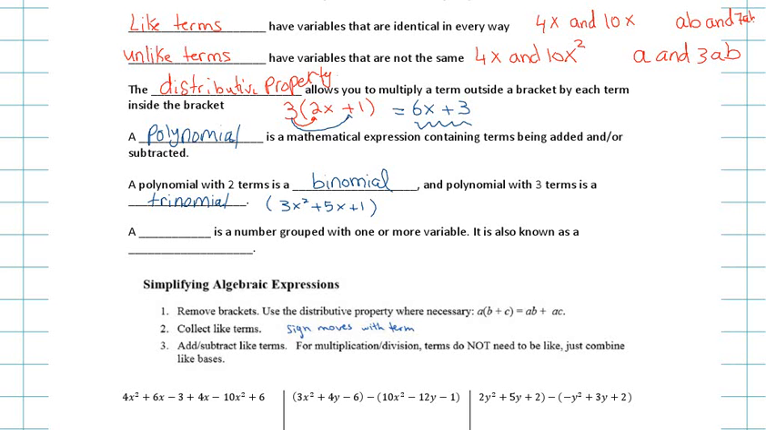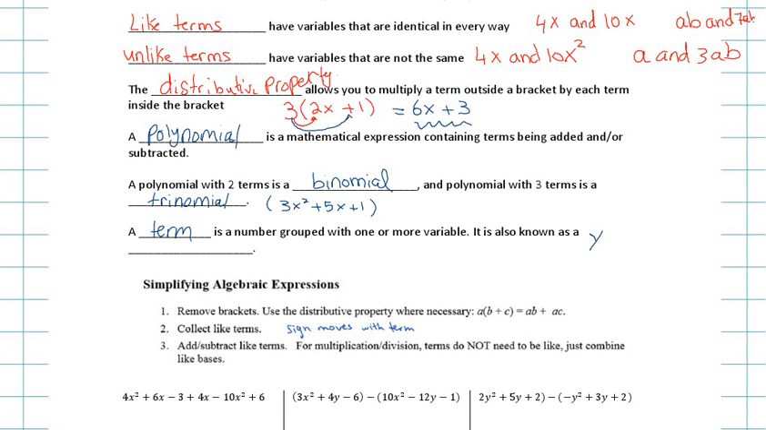Okay. So what do we call each of these? What do I call each individual thing? A term. Okay? So a term is a number grouped with one or more variables. If you see this one, 6x, we call this a term because it's a number, which we call a coefficient, and a variable, in this case an x. 6 is a coefficient. Am I right? Yes, 6 is a coefficient.